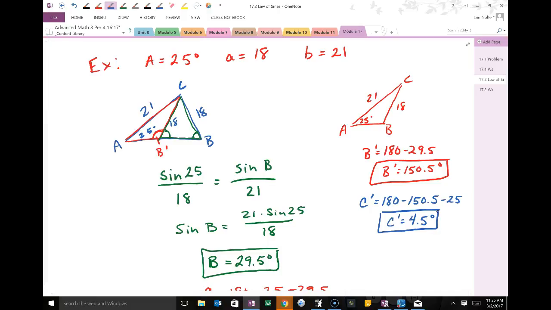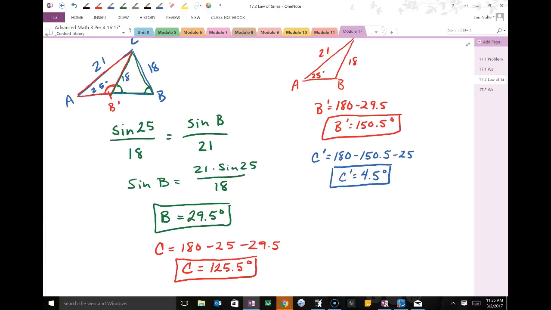Now, how can I find my side C? What do I have to do? Set up a law of sines. So again, I always go back to the given information. I still am working with my A's for my ratio. The sine of 25 over 18, but now I'm going to use my C prime angle, so the sine of 4.5, over c. We cross multiply. So what's 18 times the sine of 4.5 divided by the sine of 25?